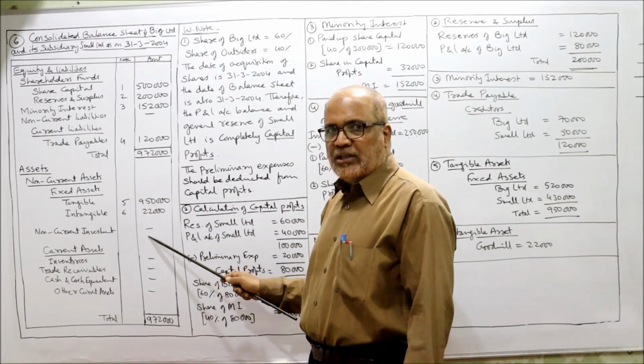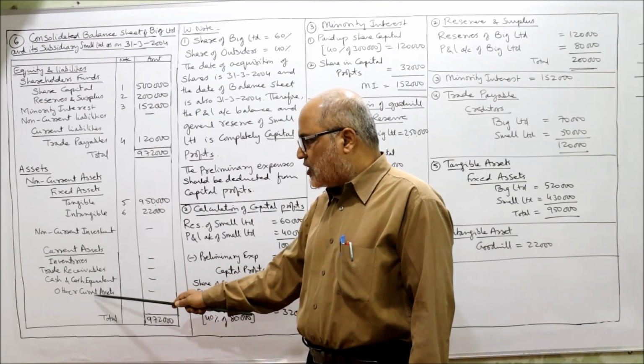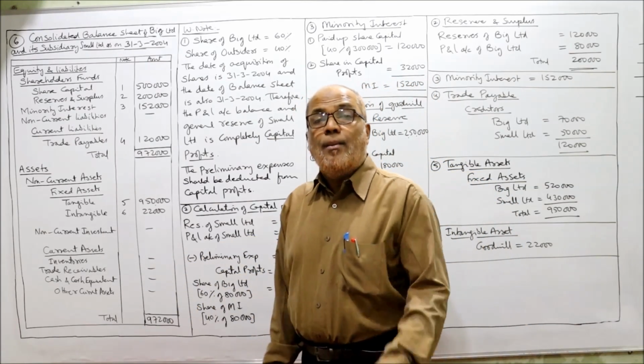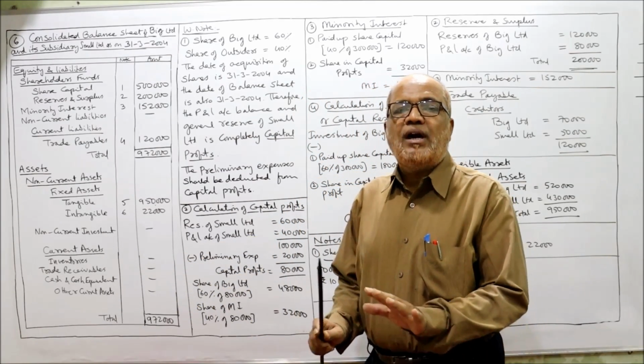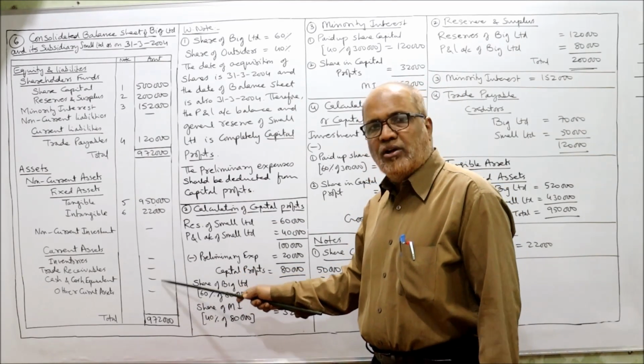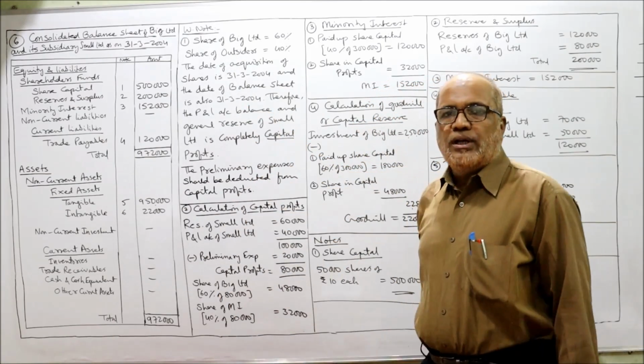Non-current investments are not there. Now current assets: inventories, trade receivable, cash and cash equivalent, other current assets. According to the format I have written 4, all the 4. But in this problem, we are not given any current assets, so we'll put a dash in all the current assets. Take the total.